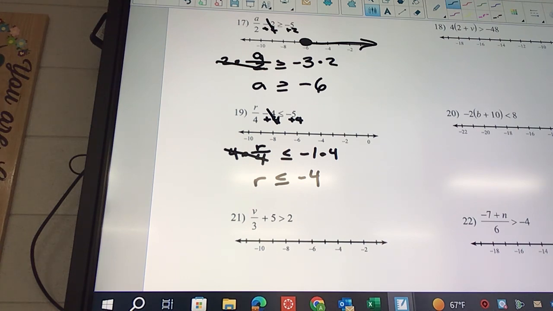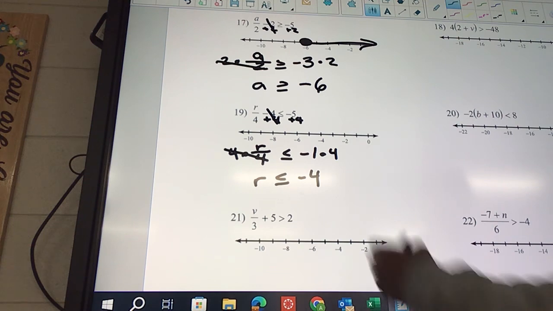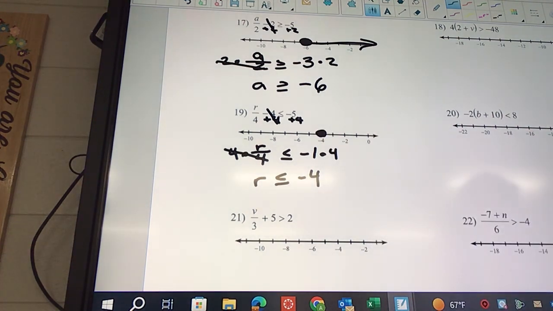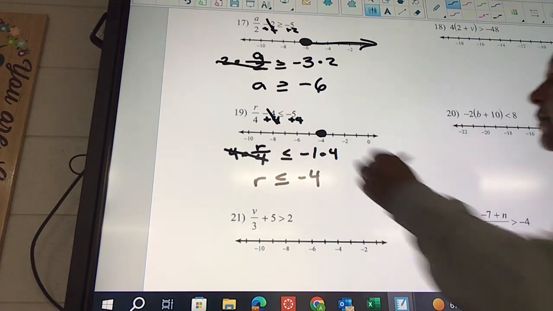Okay, open or closed? It's going to be closed. And then which way is my line going to be going? To the left. R is less than, so it's going to the left.